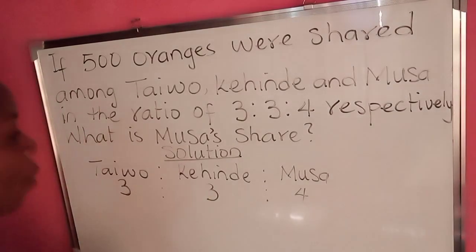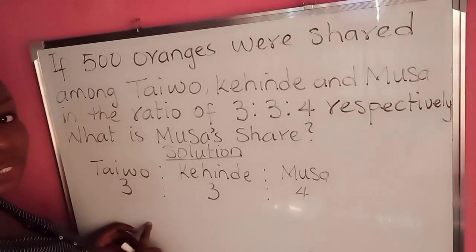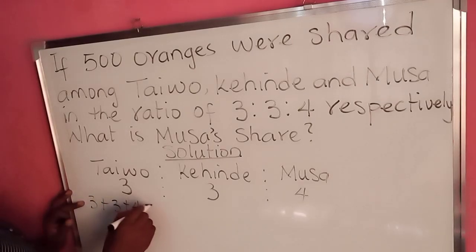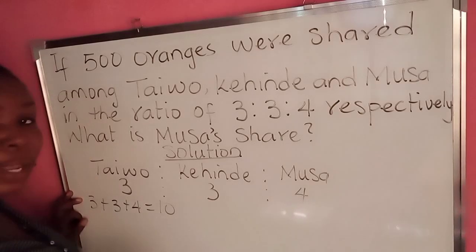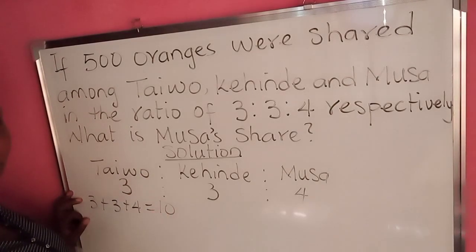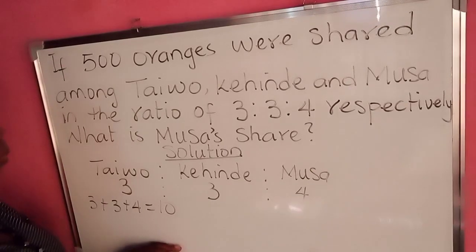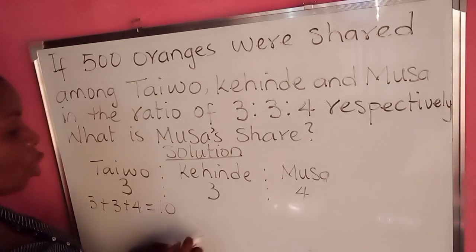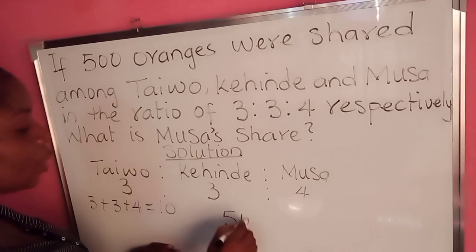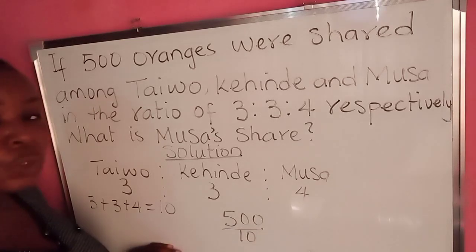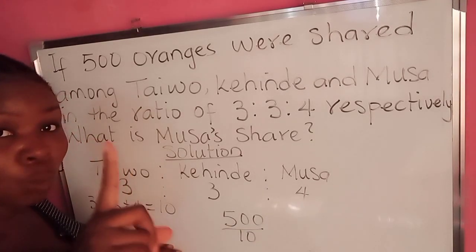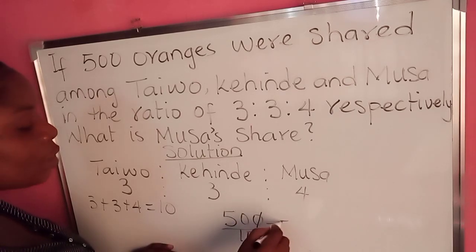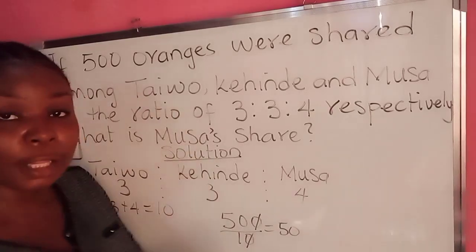Are you ready? All right, we're going to add these shares together. So we have 3 plus 3 plus 4, and that gives us 10. So the oranges were shared into 10 different groups. Now, we're going to use this 10 to divide this 500, which is the total number of oranges. So we're going to have 500 divided by 10. What we're trying to achieve is to get the number of oranges in one share. So 500 divided by 10, 0 cancels 0, 50 divided by 1 is 50. So it means that in each share, there are 50 oranges.